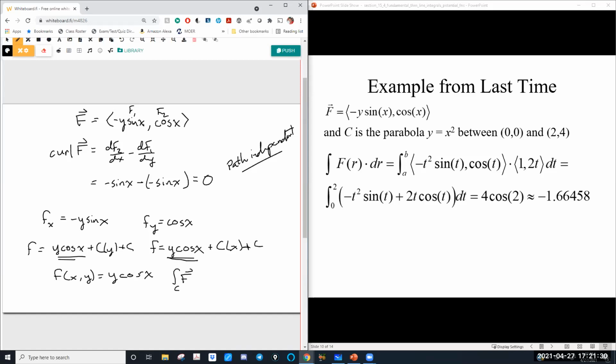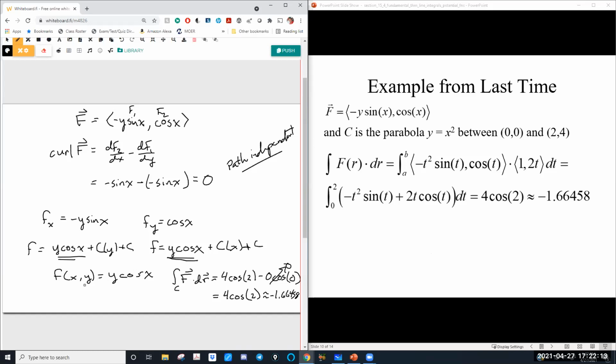So our f dot dr is going to be y cosine of x evaluated at our 2 points, 2, 4, and 0, 0. So y is 4, so we're going to have 4 cosine of 2 minus, now our other point is 0, 0, so 0 cosine of 0. That ends up just zeroing out. And there's our 4 cosine of 2, which is what comes out to be that negative 1.66458.